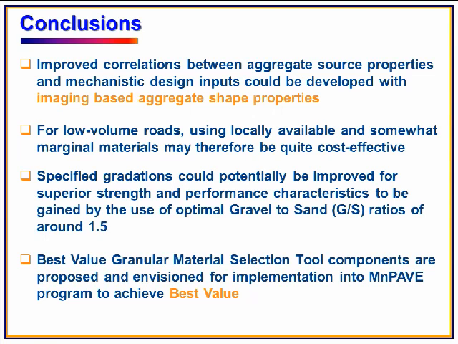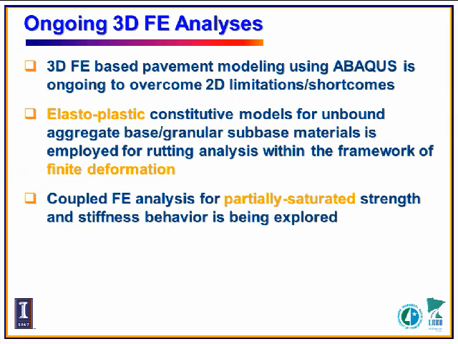And the other thing I briefly mentioned is about the granular material selection tool components we propose and are currently working on. Following up research, we know that those analyses are based on 2D analysis, so it cannot be very accurate. So right now we are trying to do some 3D finite element simulation. We couldn't do that before because we have a comprehensive matrix, so we don't have enough time to run all the 3D analysis. Another thing we are trying to consider is we can model the granular materials as elastoplastic.